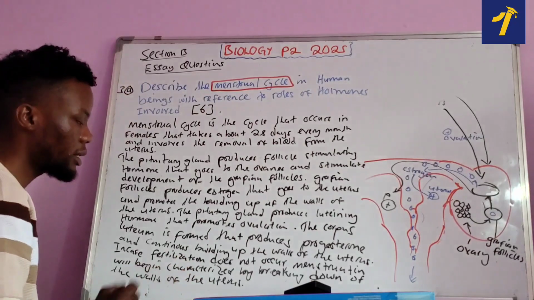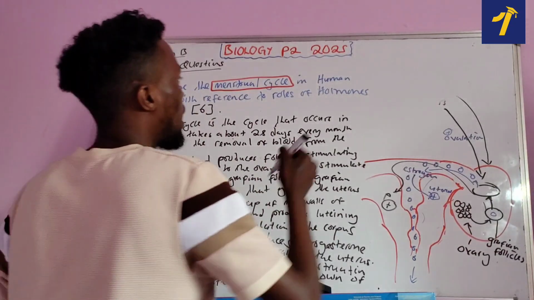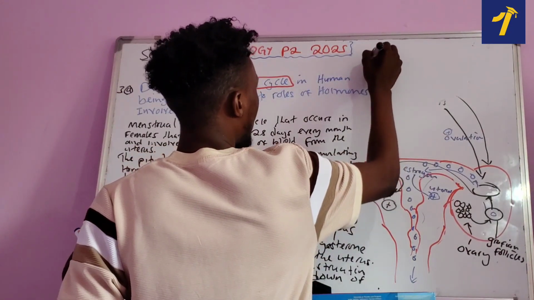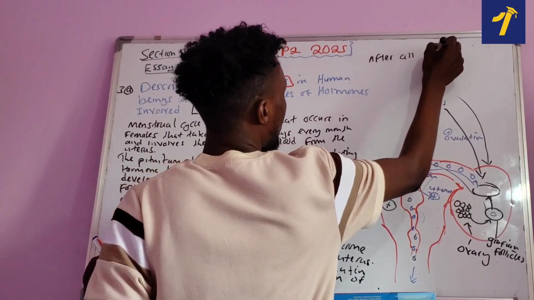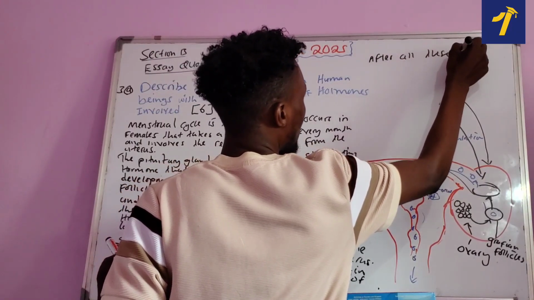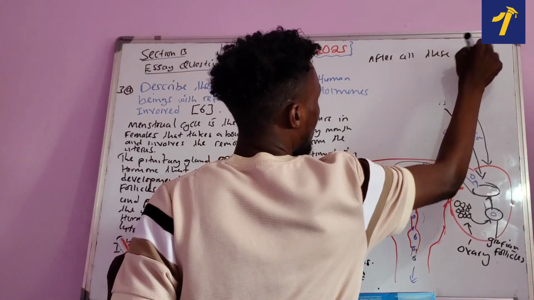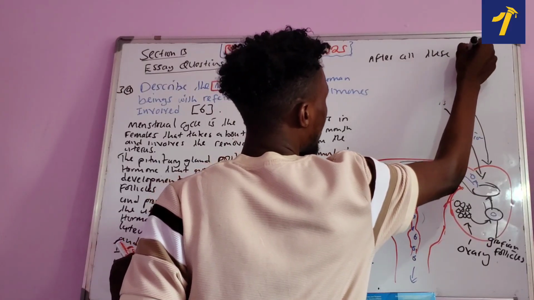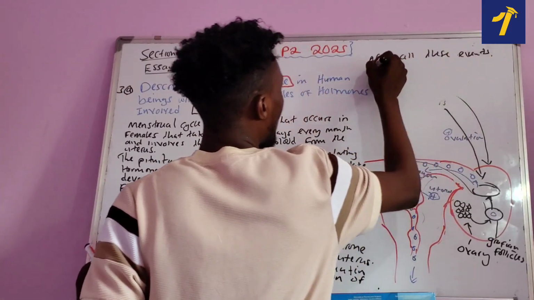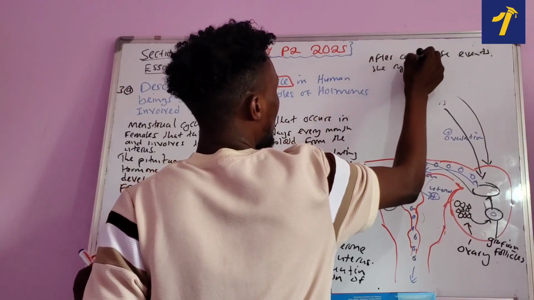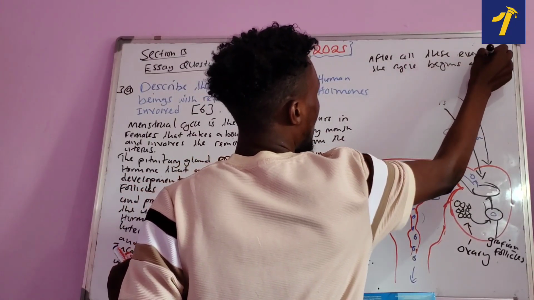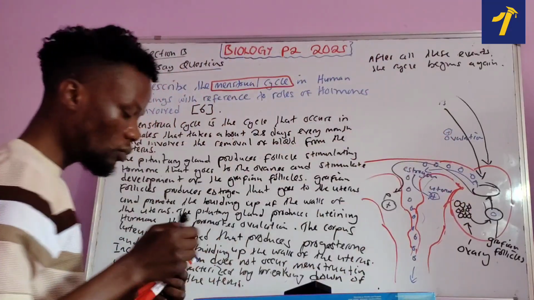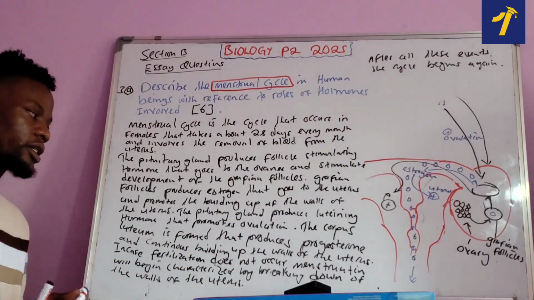So after all these events, the cycle begins again. So this is what we call 6 marks.